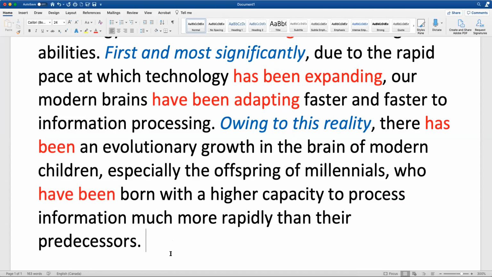Or we could say here, than the previous generations. The same meaning as the predecessors, the previous generation. You could say that one there. So because we, the adults, are processing information faster than our offspring, it makes sense that they are born with this higher capacity to process information, okay?